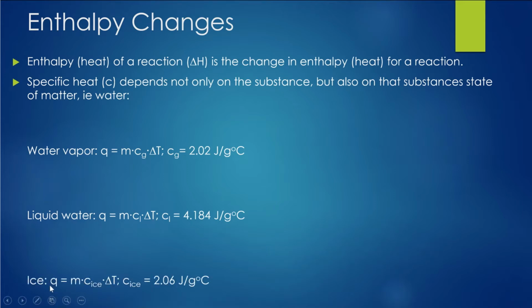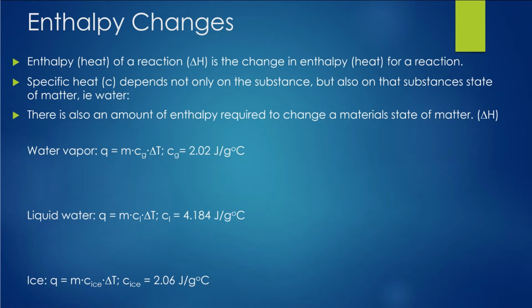And solid water or ice, again you notice I have the C ice now, or I guess we could put Cs for solid, is 2.06 joules per gram degree Celsius. So again, it's going to be easier to warm up 1 gram of ice per degree Celsius. It takes less energy, so easier than it would liquid water.